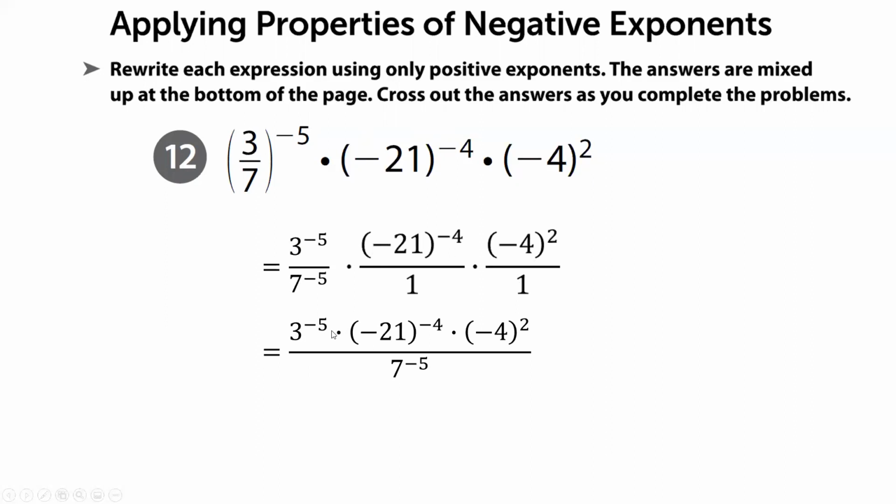I'm now going to look at what pieces are not going to change. The only thing that's not going to change is my negative 4 to the 2nd power. Since it's already a positive exponent, it's going to remain at the top. Everything else is going to swap positions. The 7 to the negative 5 is going to go from the bottom to the top. The 3 to the negative 5 is going to go from the top to the bottom. And then negative 21 to the negative 4th is going to go from the top to the bottom. So you can see what would happen. This went from the bottom to the top. This went from the top to the bottom. And this went from the top to the bottom. And then this remained at the top since it was already positive. So the final answer for number 12 will look like this.